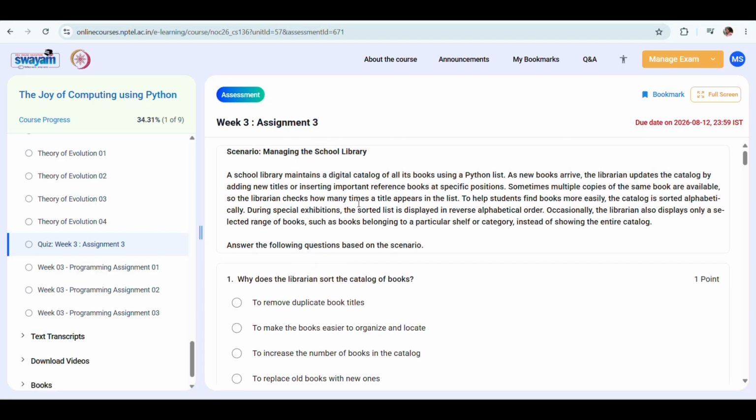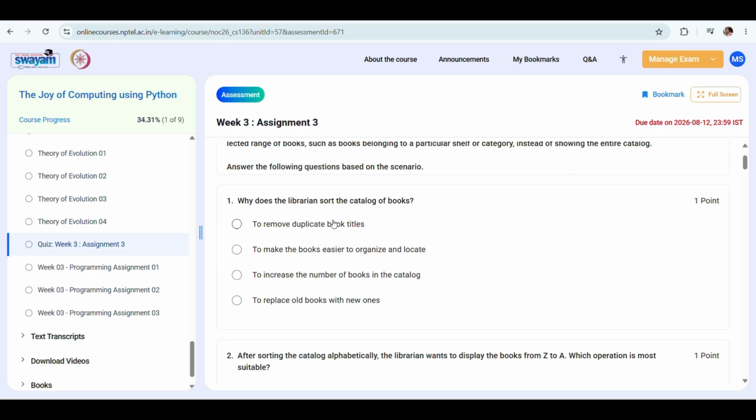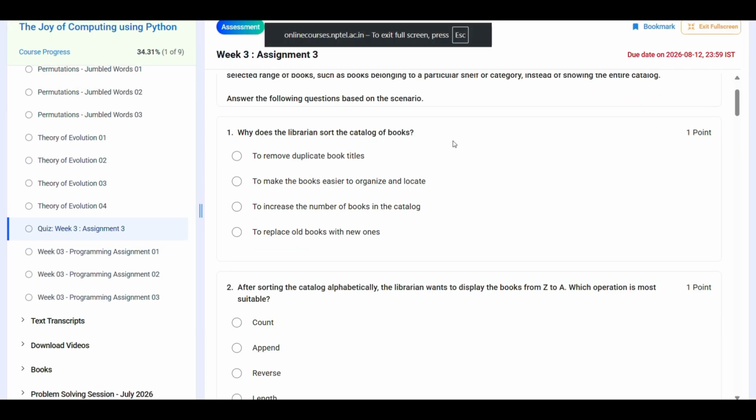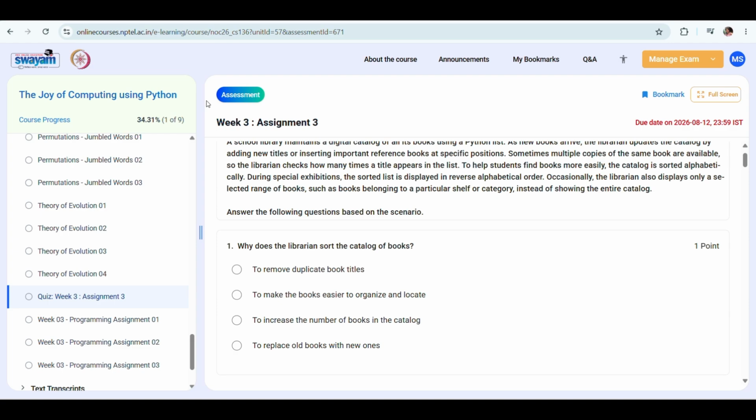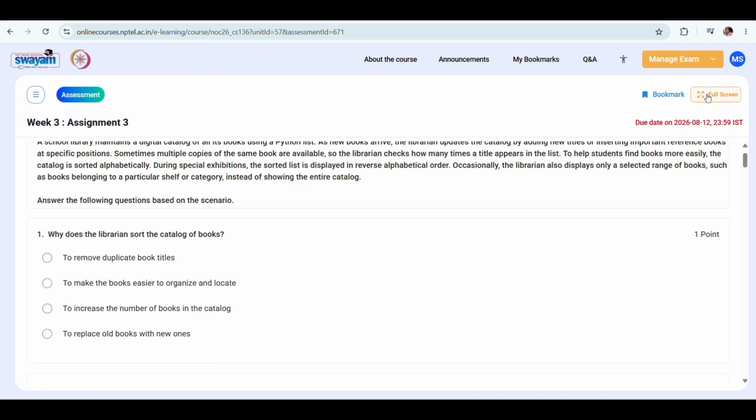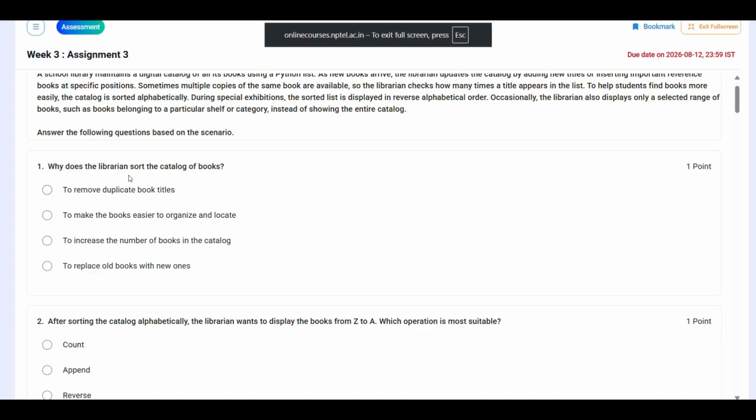It is a scenario-based question: managing the school library. In this question, first, why does the librarian sort the catalog of books? To make the books easier to organize and locate. So the second option is correct.